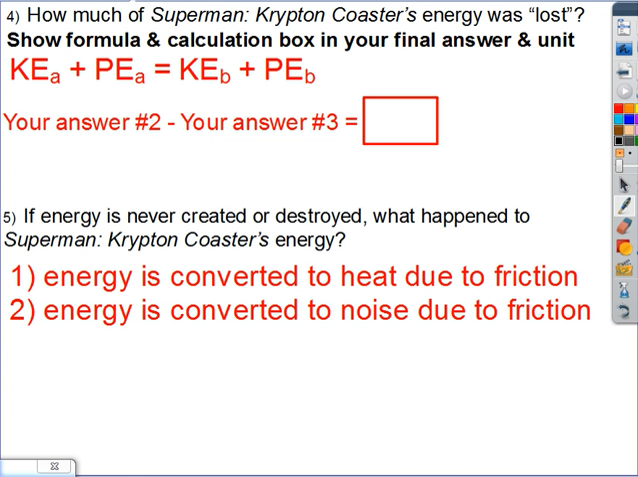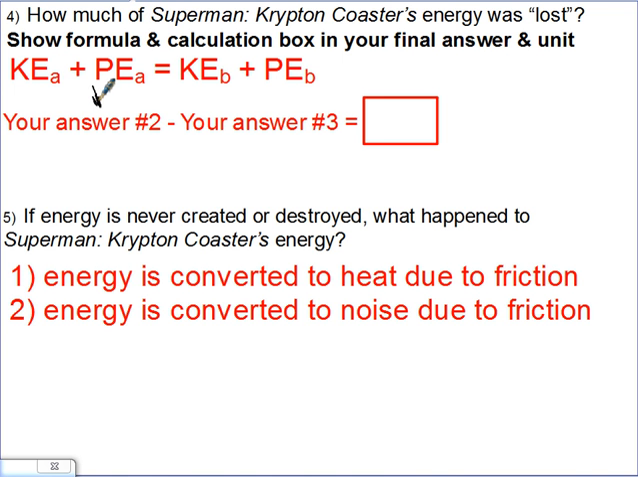Alright, now this one asks how much energy was lost. Well, you would take your answer from 2, because that's the kinetic energy, and your answer from 3, because that is your potential energy, or vice versa, I should say. That's your potential and this is your kinetic. So this is going to be your PE, and this is your KE. Subtract those, and that's going to give you the amount that is lost.